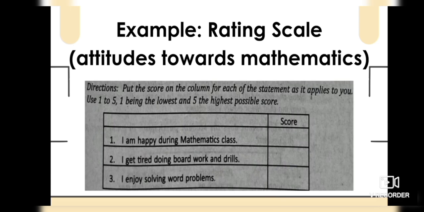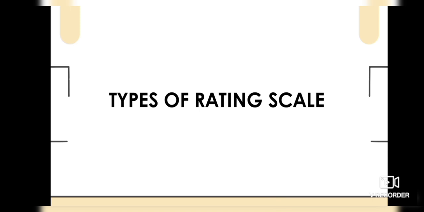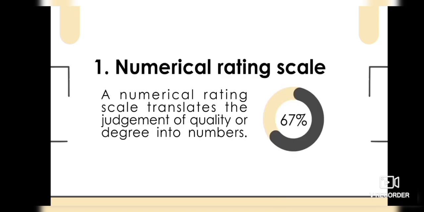Now let's proceed to the types of rating scale. There are two most commonly used types of rating scale, the first being the numerical rating scale. From the word numerical, it deals with numbers. A numerical rating scale translates the judgment of quality or degree into numbers. A numerical rating scale has short verbal descriptions. Like, for example, the earlier example of rating scales only dealt with numbers, but this time, the numerical rating scale has a short verbal description.